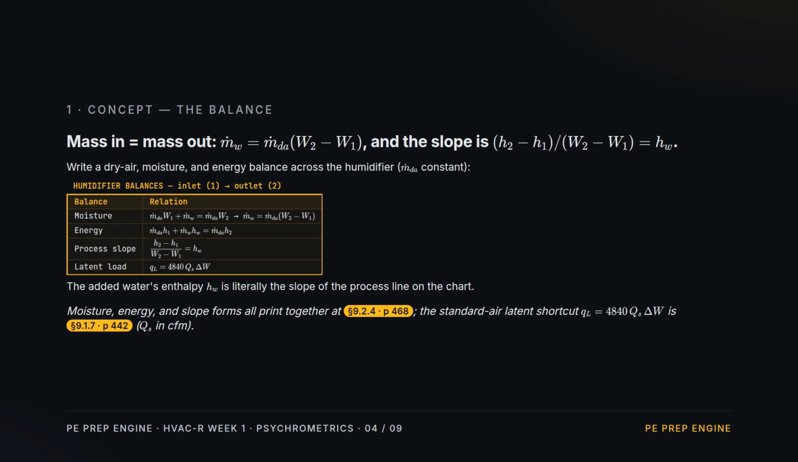Concept 3. The balance. Dry air flow is unchanged, so a moisture balance gives the water added. Dry air flow times the rise in humidity ratio. The energy balance carries that water in at its own enthalpy, and combining the two shows the process slope equals h sub w, the enthalpy of the added water. And the latent load returns as 4840 times airflow times the humidity change.